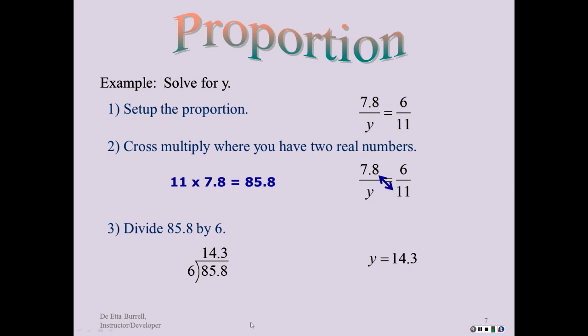Also notice that when we're missing something in our proportion, it is not a ratio. It can be a whole number, it can be a decimal, or it can be a fraction. And they need to be simplified all the way down. Okay, so these are not ratios, these are actual numbers.